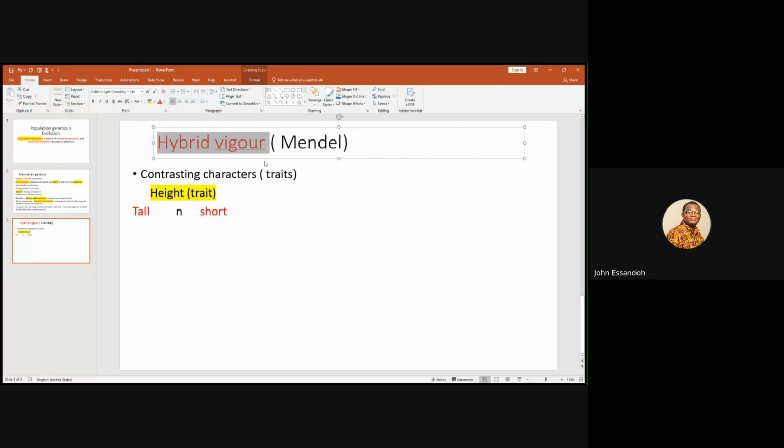And if I'm going to study hybrids, what do you need? You need to take contrasting characters. So what is the contrasting character we are going to take? If you take something like height, we need tall, and then short.